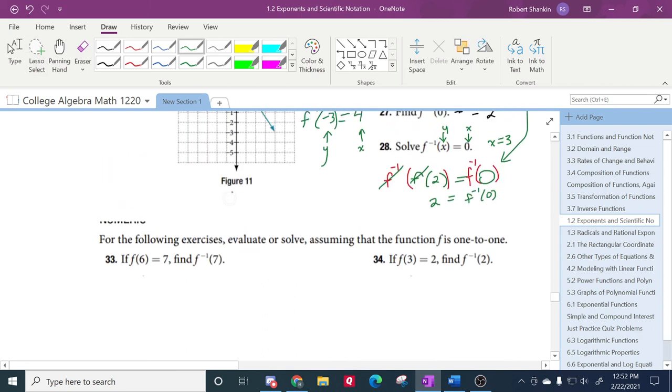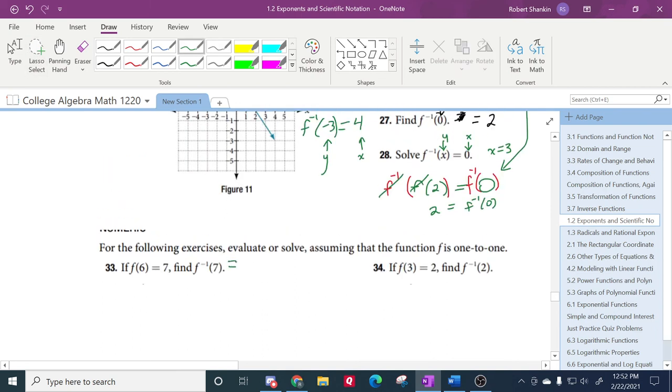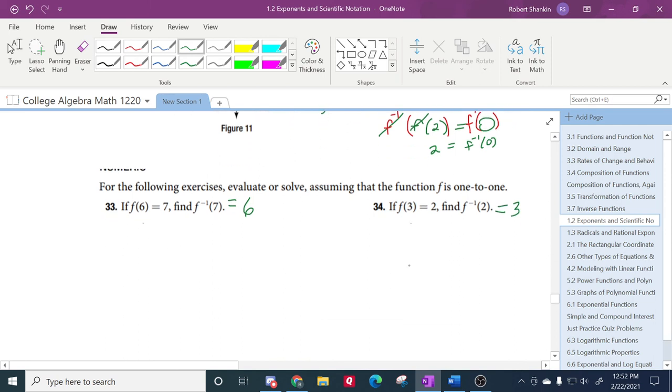Alright, f inverse of 7 just reverses. It goes back to 6. F inverse of 2 just reverses, sends it around back over to here. And a quick graphical interpretation. What it's saying is this.